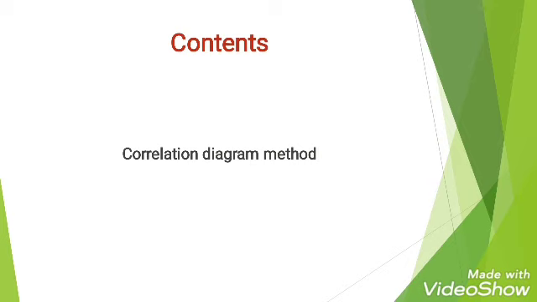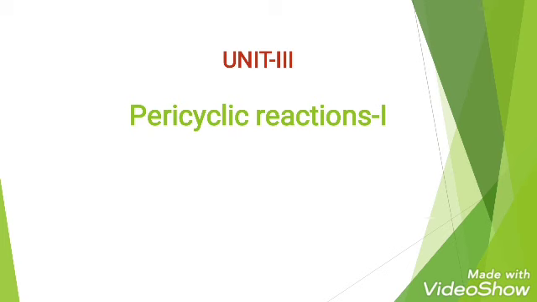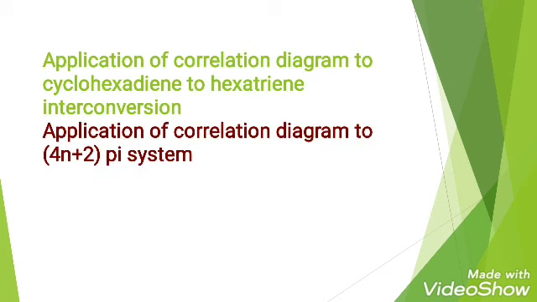We are discussing the correlation diagram method in pericyclic reactions. In this class, I am discussing the application of the correlation diagram to cyclohexadiene to hexatriene interconversion, which is applicable to a 4n plus 2 pi electron system.